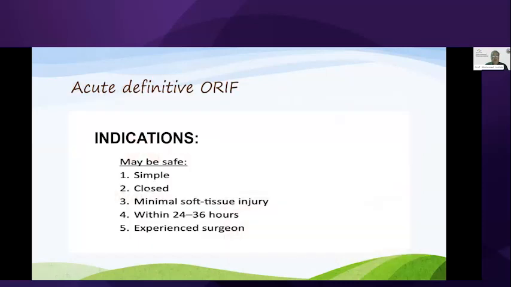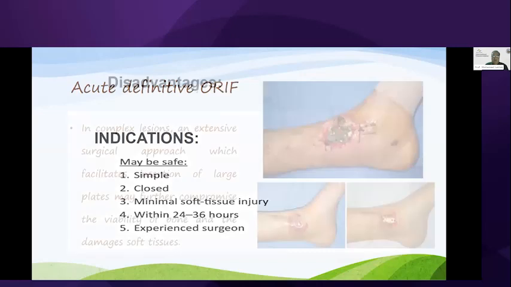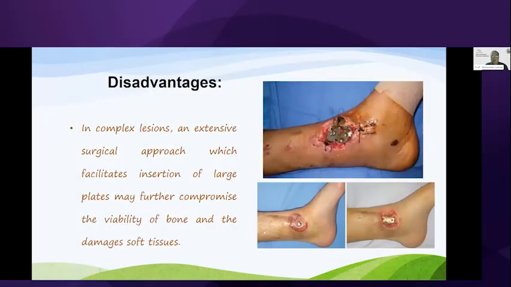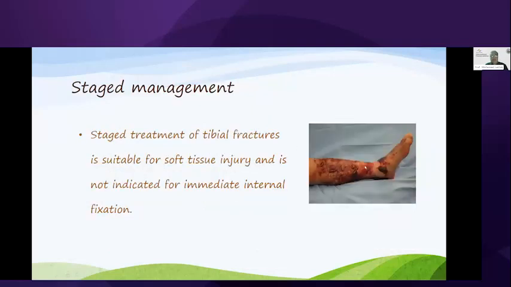Acute definitive open reduction internal fixation is indicated in simple and closed fractures with minimal soft tissue injury within 1 day of trauma and with an experienced surgeon. But the drawbacks: there are severe skin problems, especially when you use large plates, which may further compromise the availability of the bone and damage soft tissue. Staged management is used if there is any skin complication.